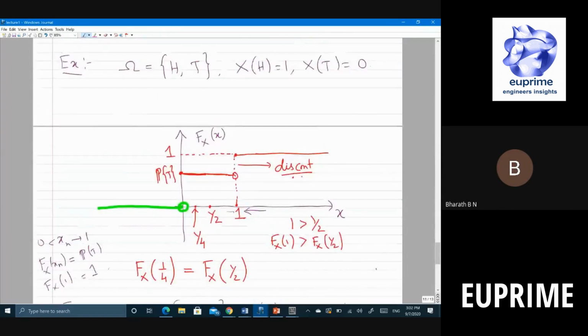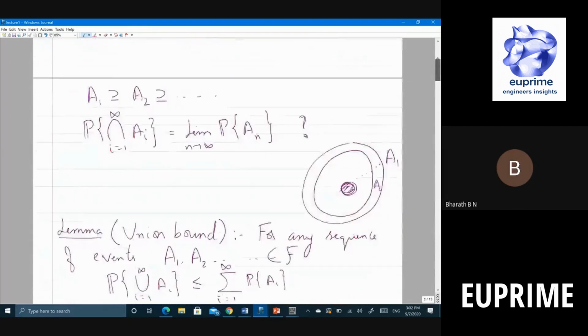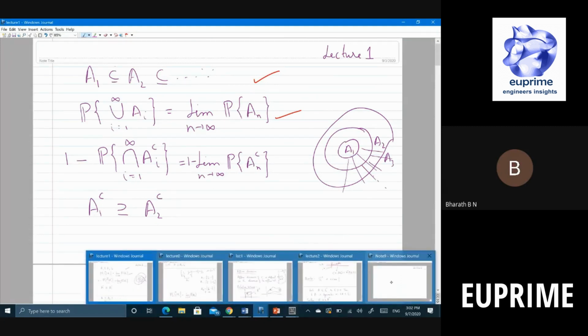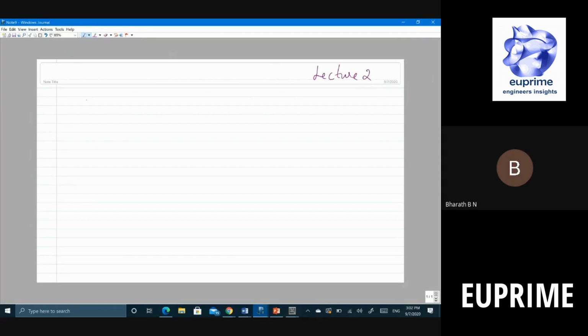So let's go back to this. I just want to prove this to get the hang of using some of the axioms. For example, I would like to prove this: A1 contained in A2, contained in and so on. It's a chain of sets, or a sequence of sets. Now the probability of the union over all i equal to 1 to infinity of Ai is equal to the limit.